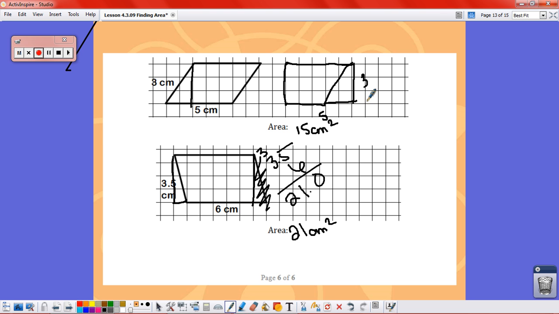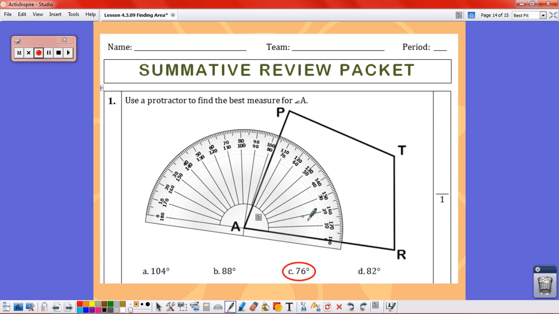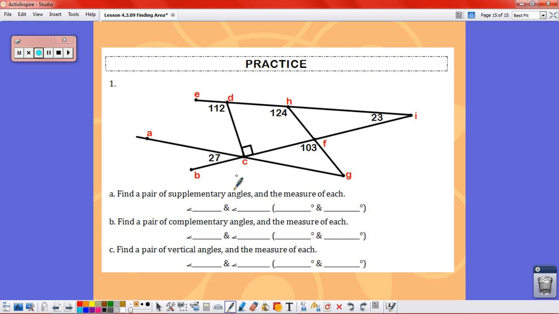Oh wait, I think I have a picture of that, so let's check that first. Yeah, you got your summative review packet, which starts with the answers to the quiz that we took, so you can see what you did right, what you did wrong, and what you had trouble understanding. And then it has some practice problems.